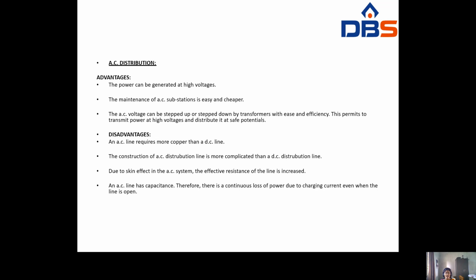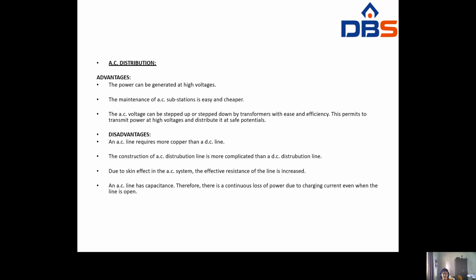See here, advantages. The power can be generated at high voltages. In AC distribution, here you have to generate it up to 400 volts. The power can be generated at high voltages, and the maintenance of AC substation is easy and cheaper compared to the DC.